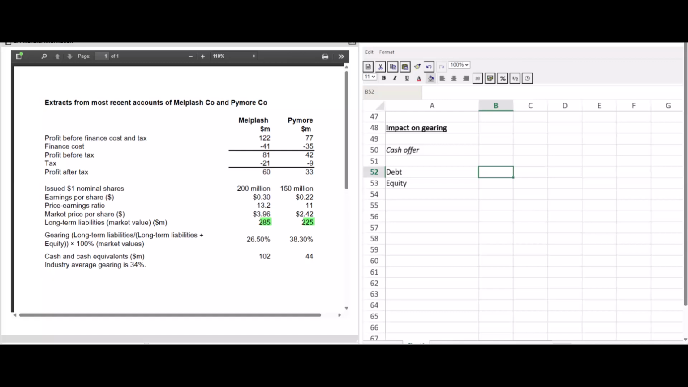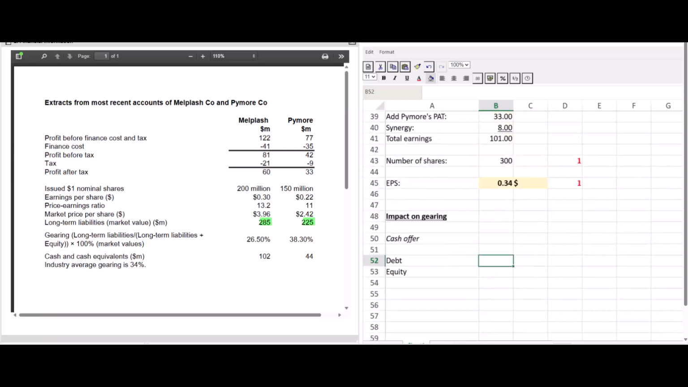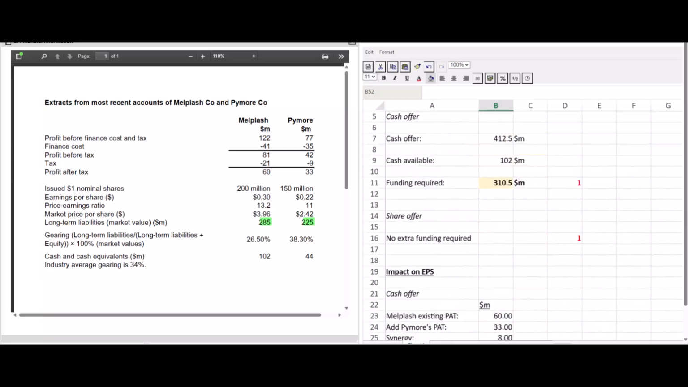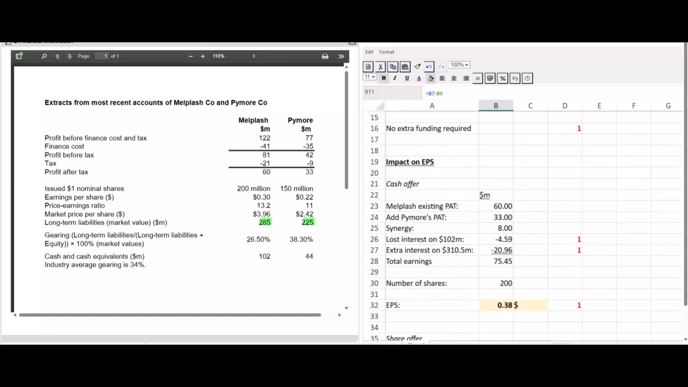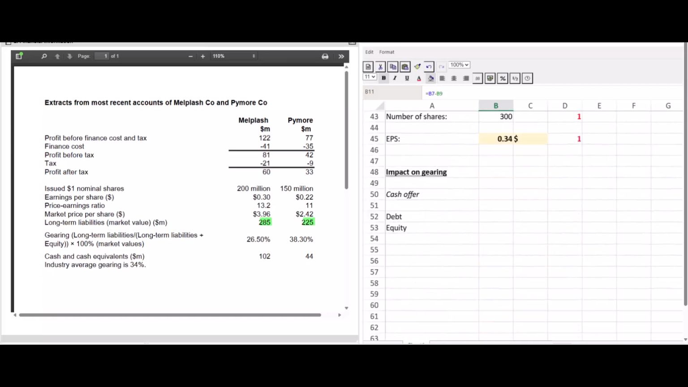So we're going to need to use Melplash's existing long-term liabilities, which I've highlighted in green by market value there, 285 million. And then we've also got Pymor's of 225. So we take on that as well. So we combine those two. But don't forget, we're also then going to need to include the extra debt we're taking on, which we worked out at the top, didn't we? That 310.5 million of extra debt that we're going to need. So we're going to need to factor that in as well when we're doing our debt.